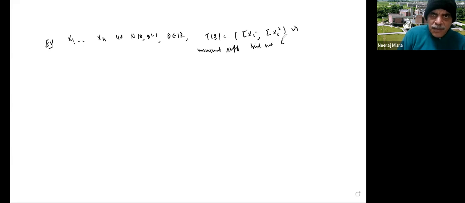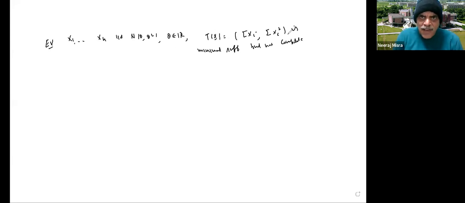So X1, X2, ..., Xn are IID normal(theta, theta square), where theta can take any value in the real line. Then what I have to show is that T(X) = (summation Xi, summation Xi square) is minimal sufficient, but not complete.